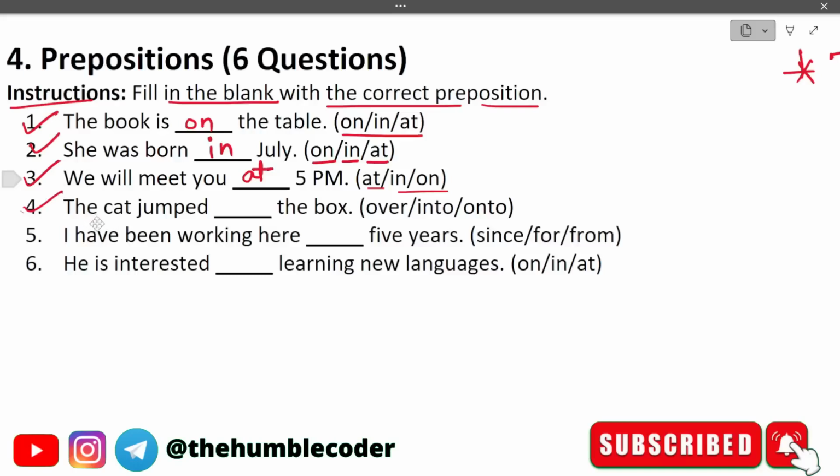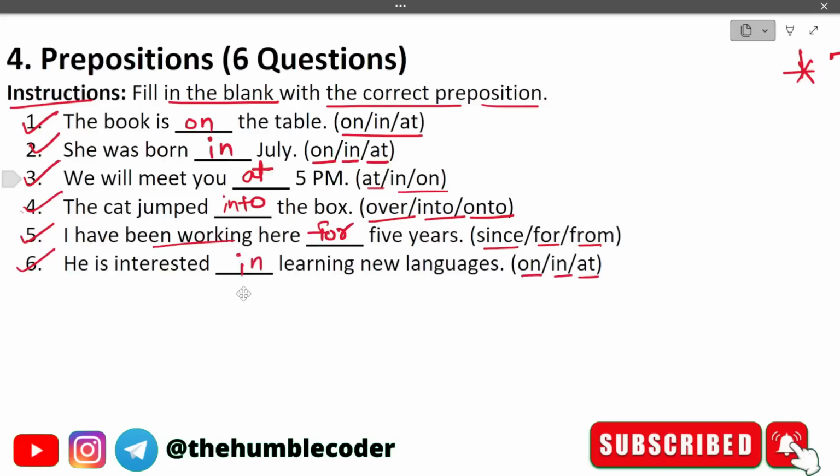Let's attempt the next question. The cat jumped dash the box. The options that we have are over, into, and onto. What will be the option that will come here? The cat jumped into the box. Let's move on to the next question now. I have been working here dash 5 years. Since, for, from. The correct answer for this will be "for" 5 years. Moving on to the next question now. He is interested dash learning new languages, and the options that we have are on, in, and at. The correct answer will be he is interested in learning new languages.